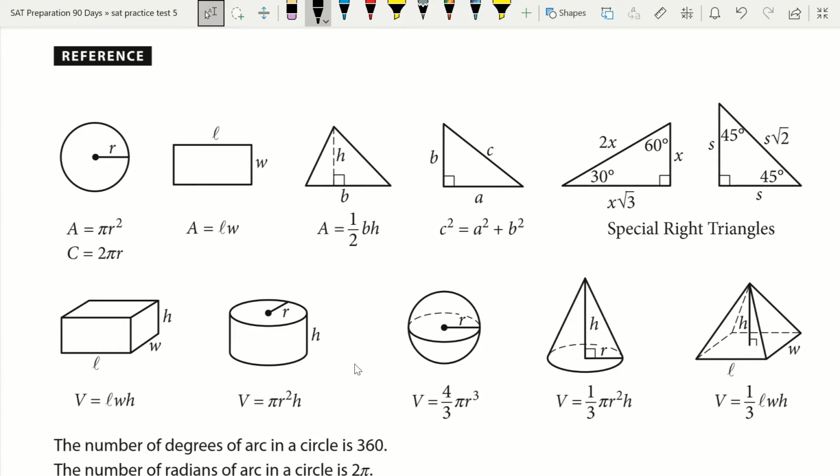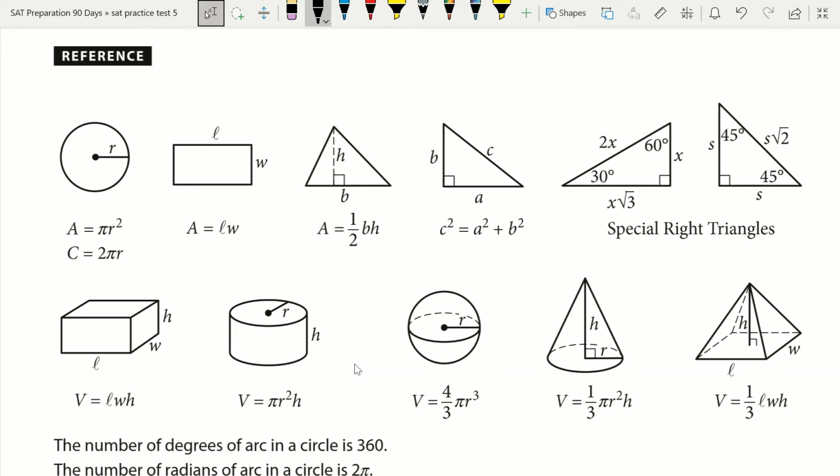When you take the SAT math section, be it the with calculator or the without calculator section, you're going to be given a bunch of equations with shapes as references. Understanding these equations is crucial to scoring high on the SAT math section. One thing I also recommend doing is memorizing all of these equations.